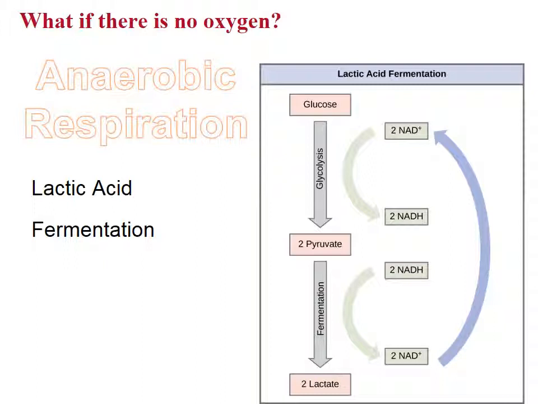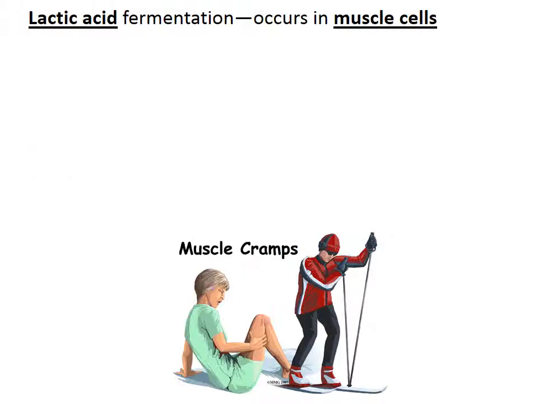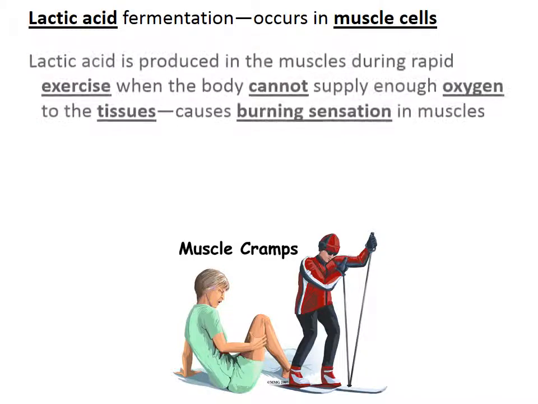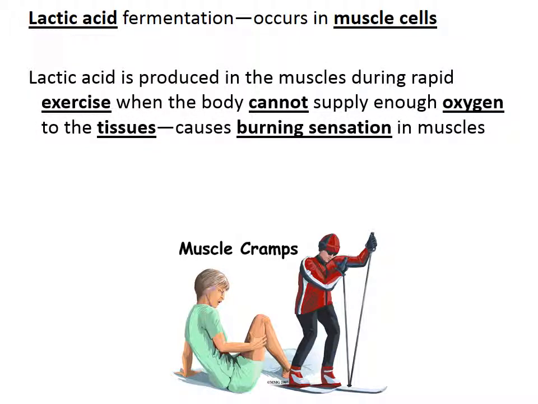So the lactic acid fermentation, if you've ever heard of lactic acid buildup in the muscles, that's when the muscles will cramp, again forcing you to stop running, because you don't want all that lactic acid in your muscles. So lactic acid fermentation occurs in animals. This does not happen in plants. Plants go through a different type of fermentation. So lactic acid fermentation only occurs in animals.